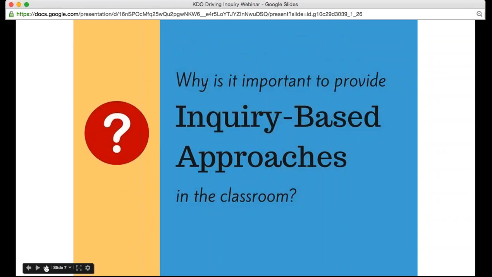Now that we went over a few of the key elements of inquiry-based learning, we're going to move into the importance of this approach and why you'd want to provide inquiry-based learning in the classroom.